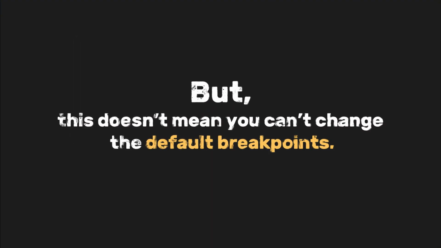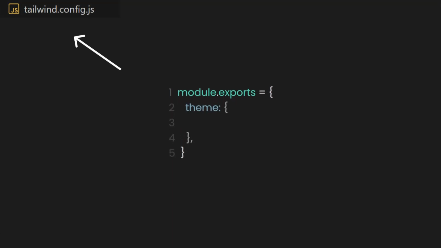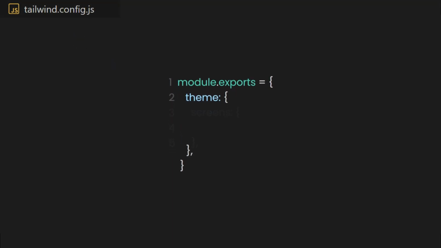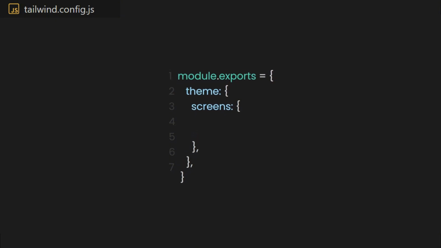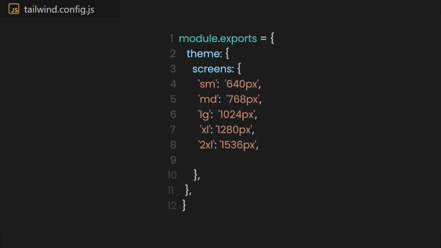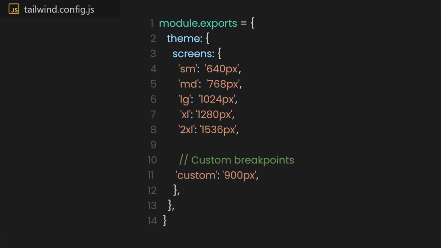But this doesn't mean you can't change the default breakpoints. Tailwind CSS also allows you to configure them inside the tailwind.config.js file if you need to add custom breakpoints. This flexibility enables you to create utilities that apply only at specific screen sizes, according to your design needs.